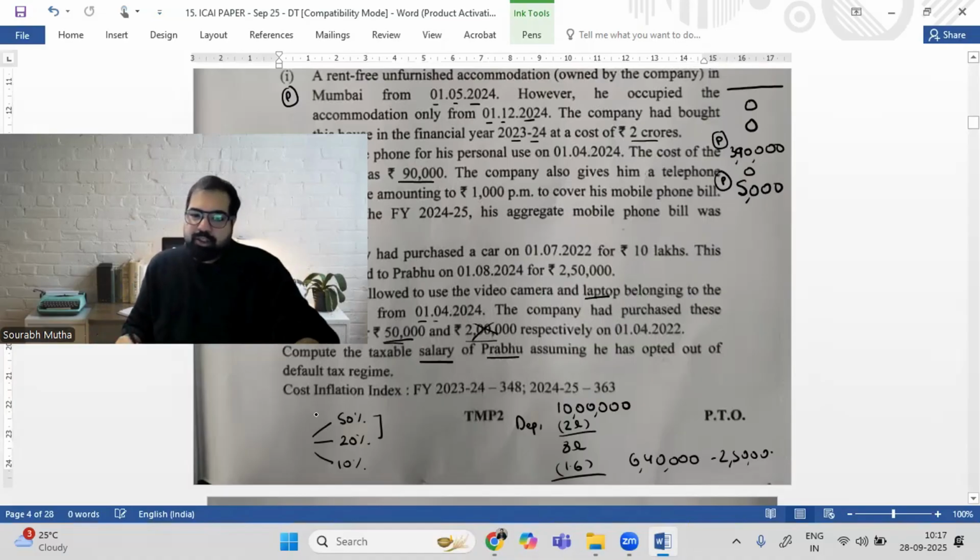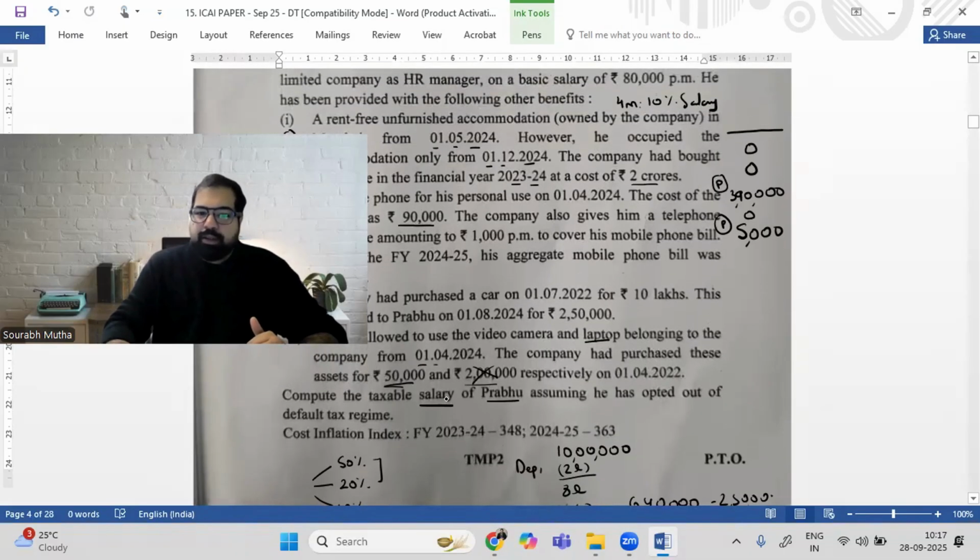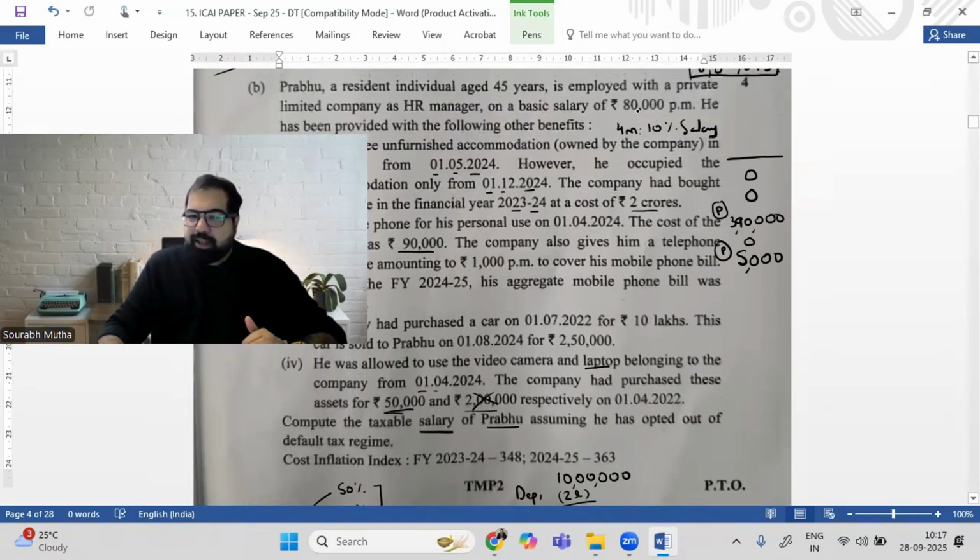Compute the taxable salary, has opted out, cost inflation index. I'll tell you why CI is given, but later on. Next, guys, what is his salary? His salary is 80,000 per month. So 80,000 into 12, his salary is 9,60,000. I'm putting that salary amount 9,60,000.